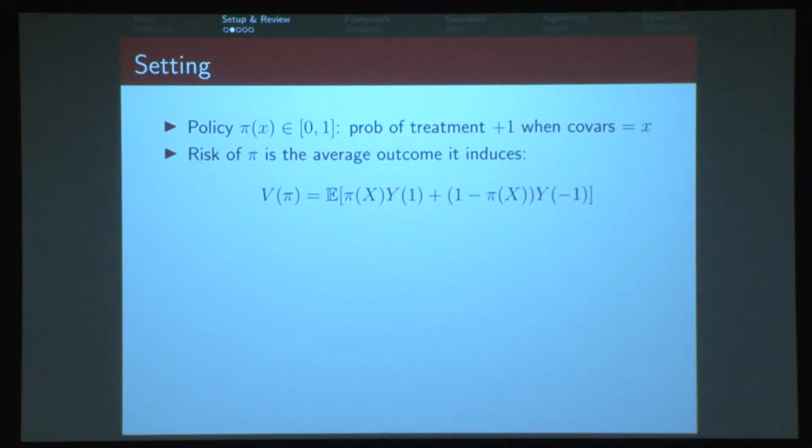A policy is going to be a map from covariates to the probability of being treated with treatment +1. The risk of a policy, the way we're going to measure what's a good policy or a bad policy, is going to be the average outcome it induces in the population. Okay, so if we see somebody with features X, we give treatment +1 with probability pi of X, which has outcome Y of 1. We give treatment -1 with probability 1 minus pi of x. Okay, so this denotes the overall average outcome that we would get if we always follow policy pi.